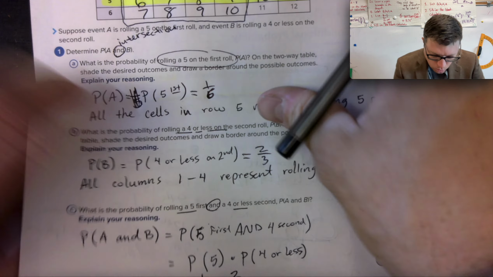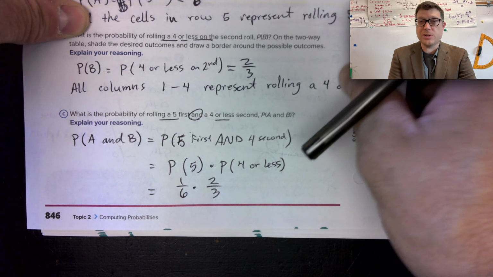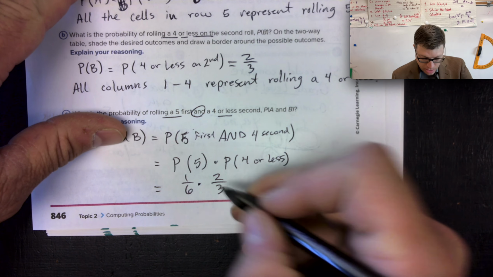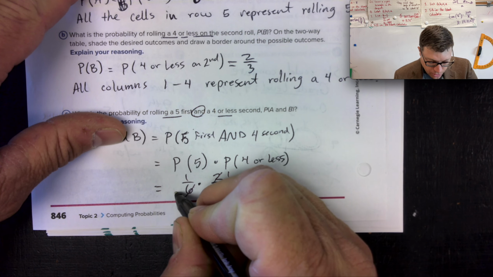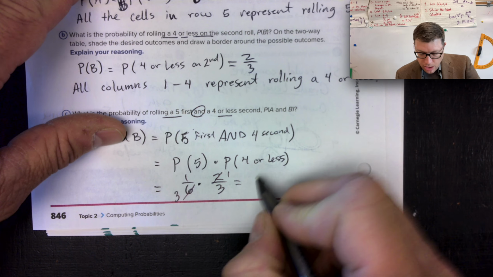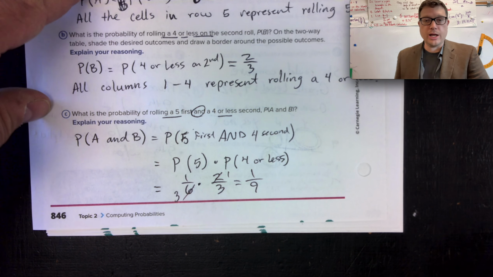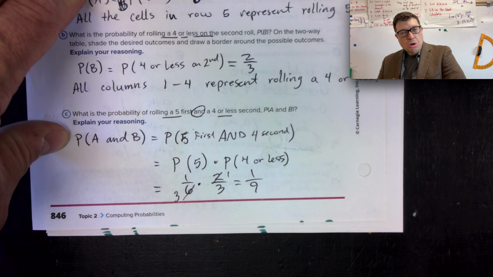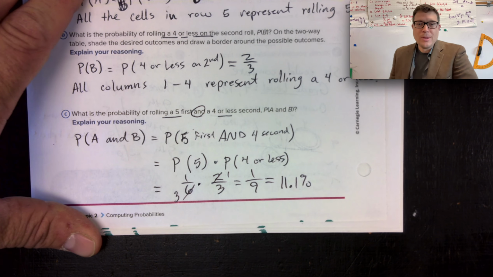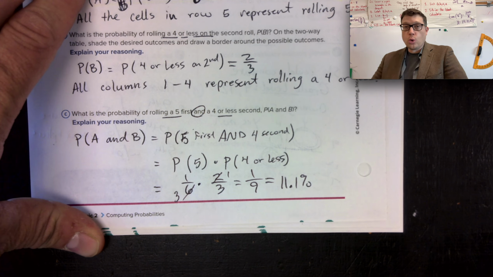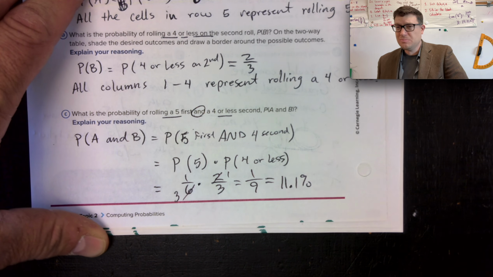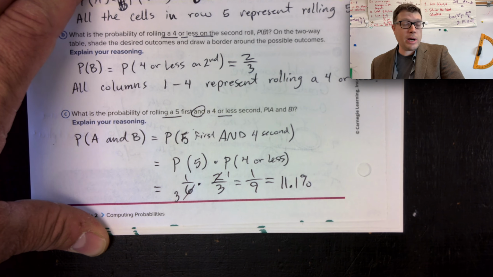And if you do 1/6 times 2/3, I hope you know the 2's and the 6's can reduce to 1/3. And then multiply straight across: 1/9. There is a 1 out of 9 chance, or roughly 11% chance, that you will roll a 5 first and then roll a number that is 4 or less on the second roll. Not likely, but more likely than you might expect.